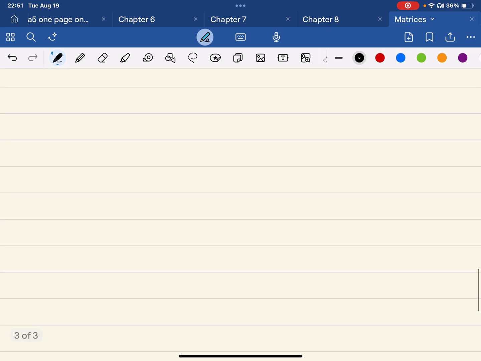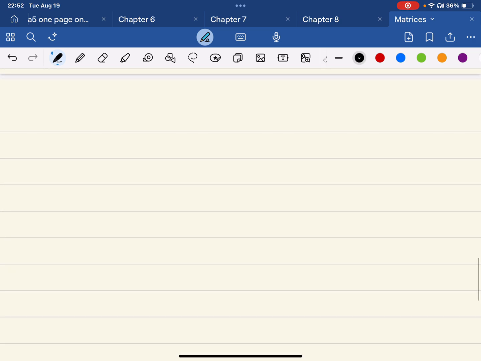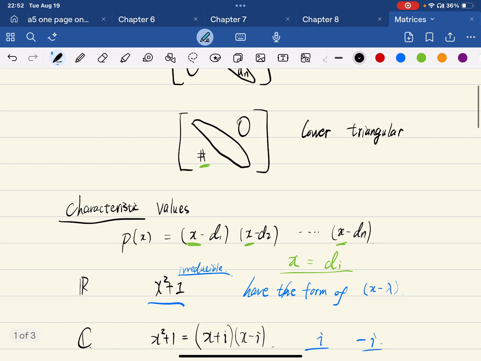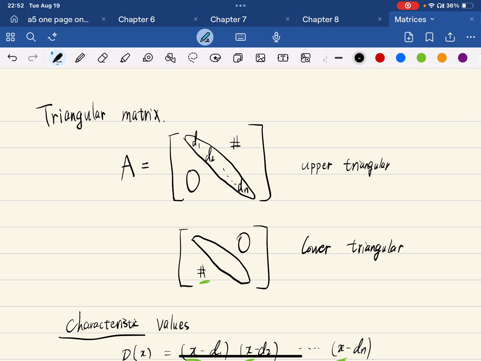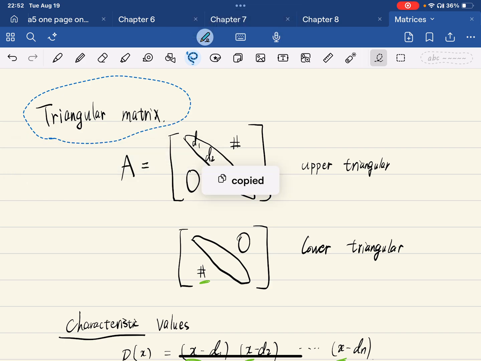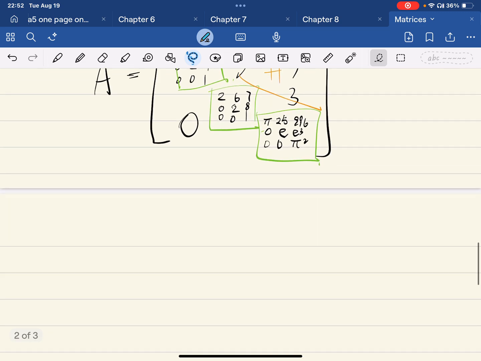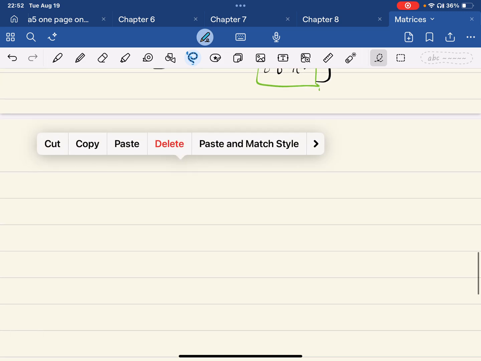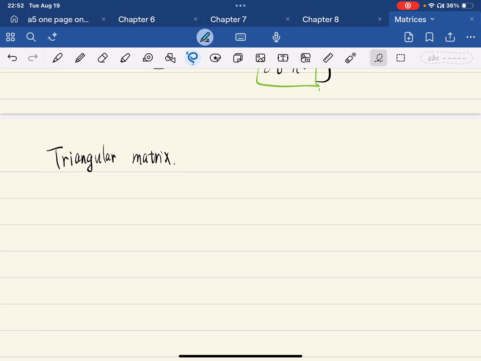For the triangularizable matrix, not triangular matrix. Let's continue looking at its properties and some examples. So let's first copy it and paste.